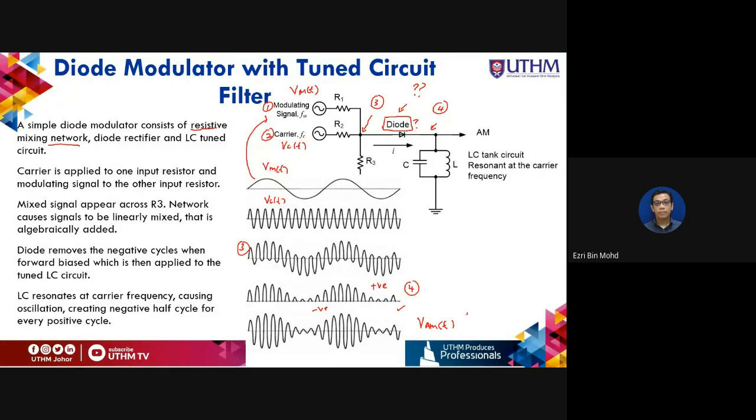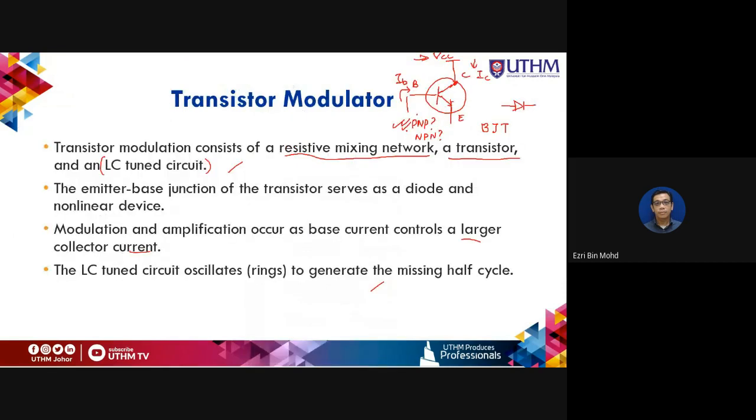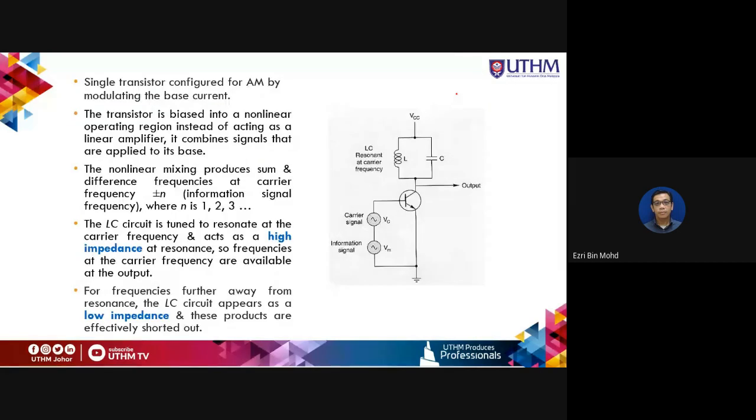Okay. And the amplification in transistor is possible because here the base current will produce an amplification according to the collector current. Okay. Single transistor configured for AM by modulating the base kan. So base, collector and emitter kan. Okay.